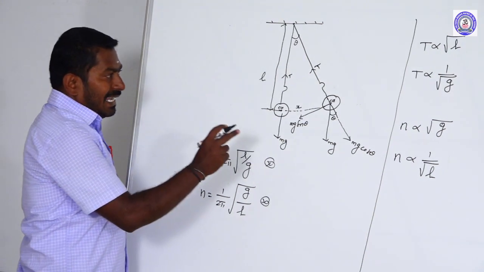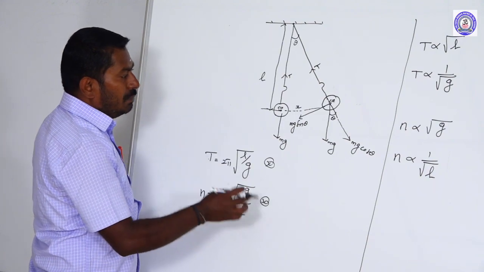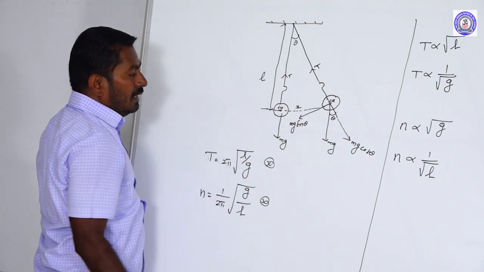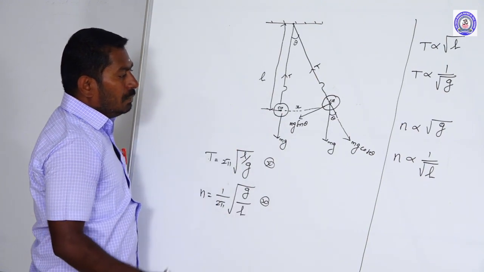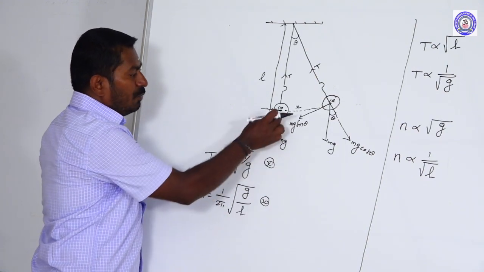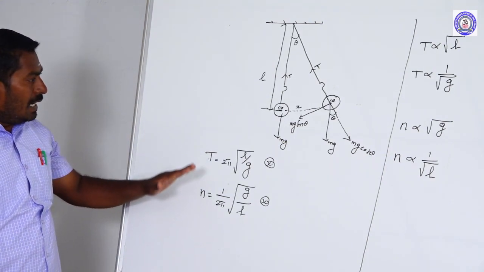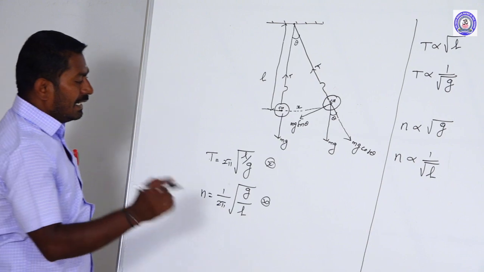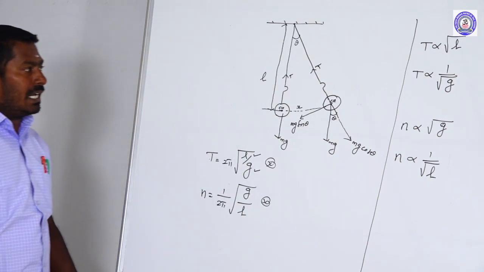The time period and the frequency of the metallic bar in a simple pendulum are independent of the amplitude of the metallic bar, independent of the material of the metallic bar, and also independent of the mass of the metallic bar. So the time period and the frequency of a simple pendulum depend entirely upon the length of the simple pendulum and the acceleration due to gravity.